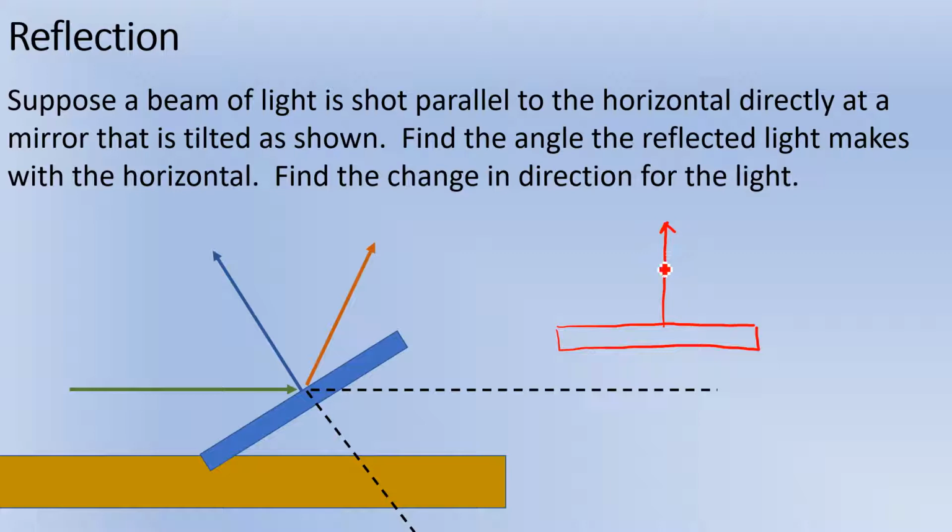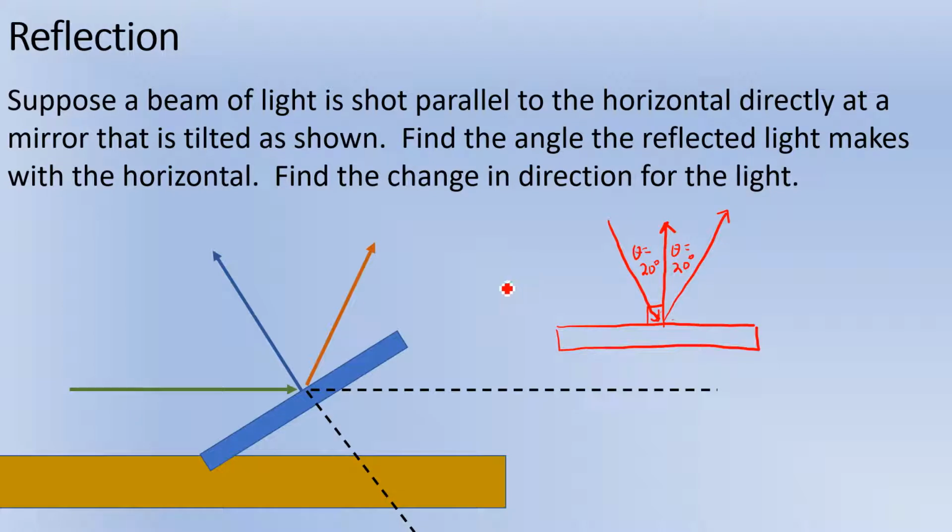What I've just drawn is the normal, and the normal makes a right angle with the surface. And let's say a light beam comes in, it'll hit, and then it'll reflect. And we know from our notes that the angle of reflection is equal to the angle of incidence, and this is measured from the normal. So let's say it comes in at 20 degrees, then my angle of reflection would also be 20 degrees.